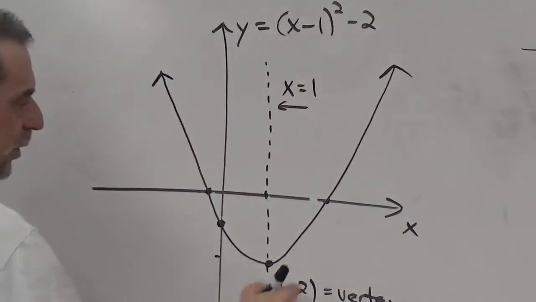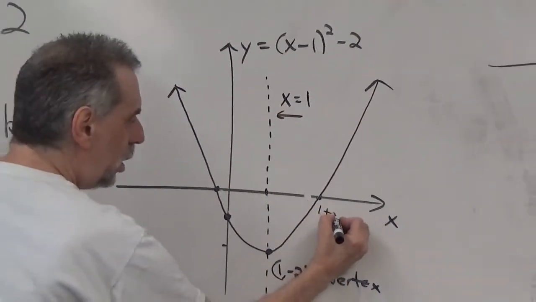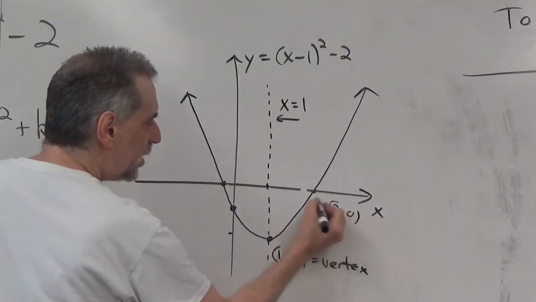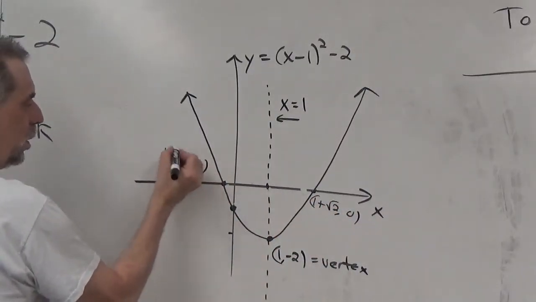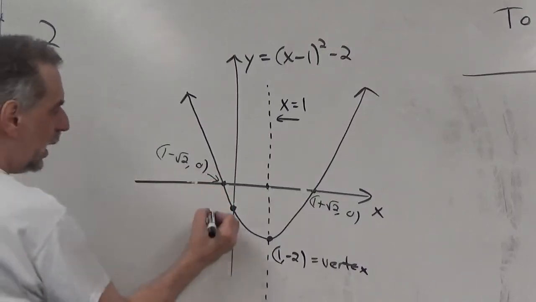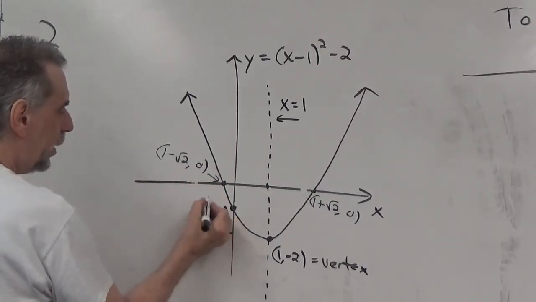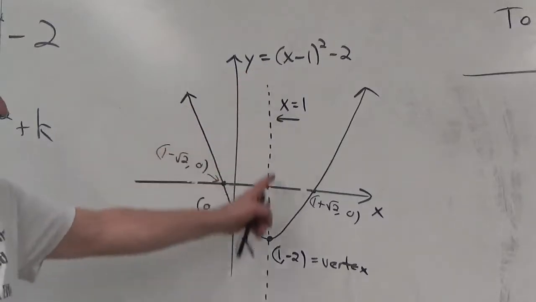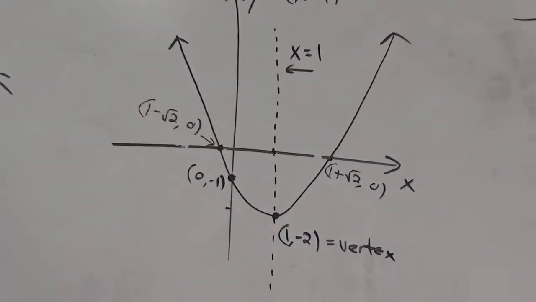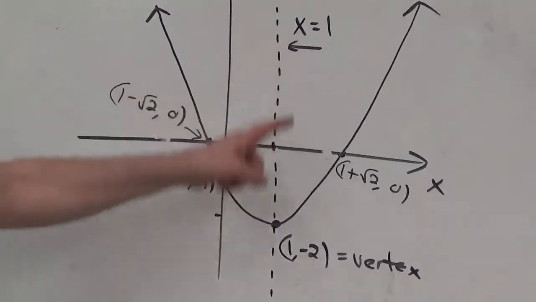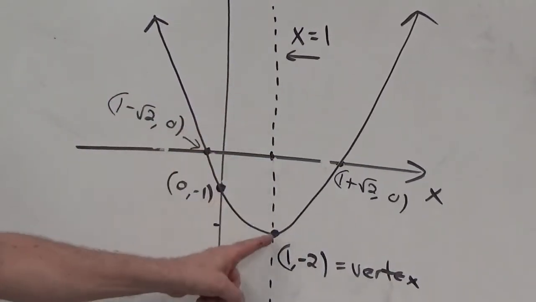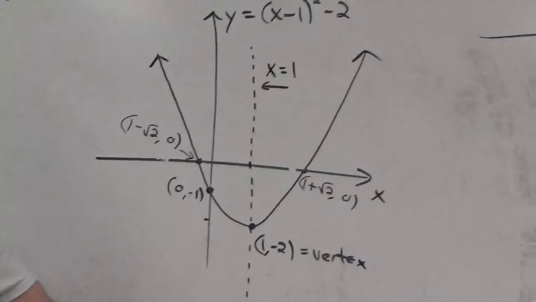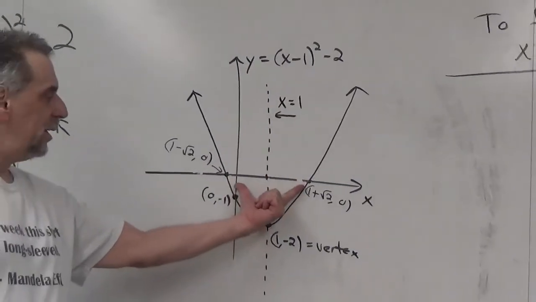So you want to label your vertex, you want to label your x-intercepts, you want to label your y-intercept, you want to label your axis of symmetry. So that's what we're interested in here in chapter 3. These are all going to be parabolas, either opening up or down. We want to know where's the vertex, what is the axis of symmetry, where are the x-intercepts, if any.